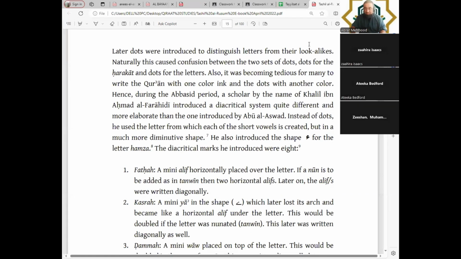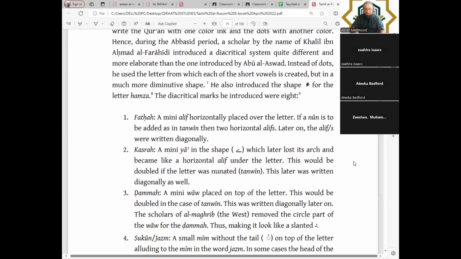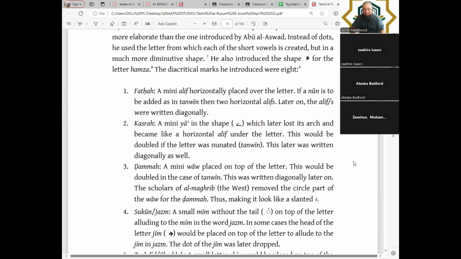Later dots were introduced to distinguish letters from their lookalikes. Naturally, this caused confusion between the two sets of dots, dots for the harakat and dots for the letters. Also, it was becoming tedious for many to write the Quran with one color ink and the dots with another color. Hence, during the Abbasid period, a scholar by the name of Khalil ibn Ahmad al-Farahidi introduced a diacritical system quite different and more elaborate than the one introduced by Abu al-Aswad. Instead of dots, he used the letter from which each of the short vowels is created, but in a much more diminutive shape. He also introduced the shape Hamza for the letter Hamza. The diacritical marks he introduced were 8.